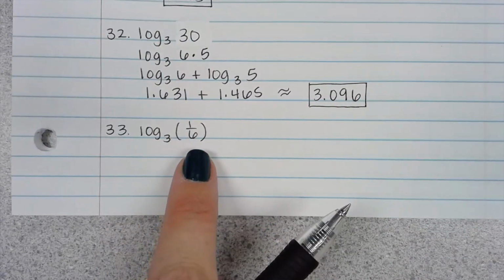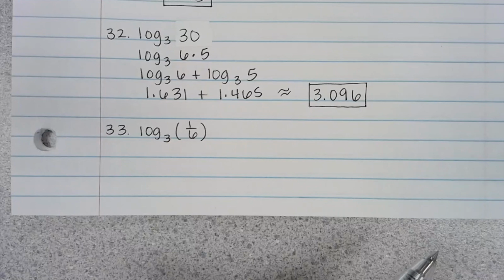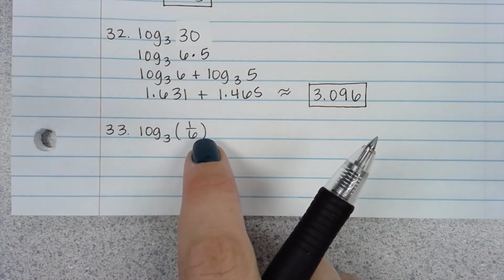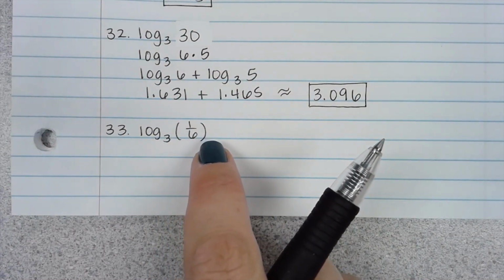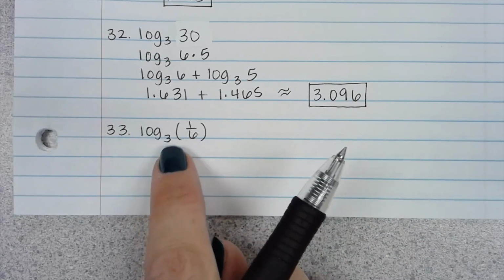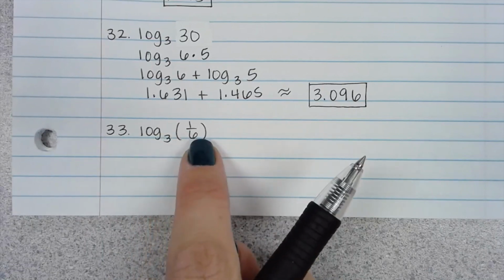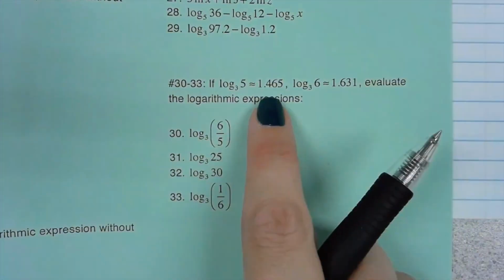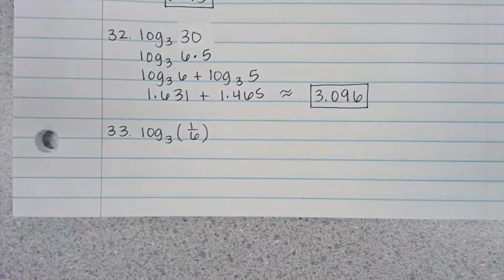And then lastly for this one here, for question 33, it says log base 3 of 1 over 6. So you want to think about different ways that you can get that as an answer to the question as well. Figuring out a way to write 1/6 using a 6 and a 5 is going to help you answer the question. You can't just do this as log base 3 of 1 minus log base 3 of 6 because they didn't give you log base 3 of 1. That wasn't one of the two pieces of information that was given to you when you started.